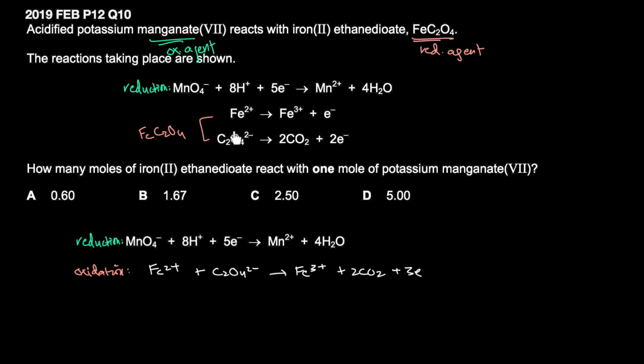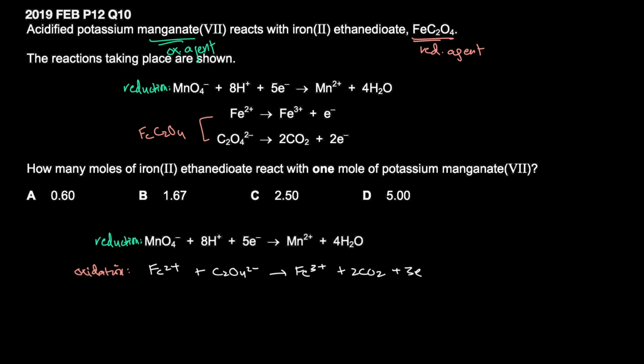So if we just add these two together, we have Fe2+ C2O4 2-, giving us Fe3+ 2 CO2 plus 3 electrons. So these are our two half equations. Now the question is saying how many moles of iron(II) ethanedioate react with 1 mole of potassium manganate(VII). So first we need to find the molar ratio between manganate(VII) and iron(II) ethanedioate.